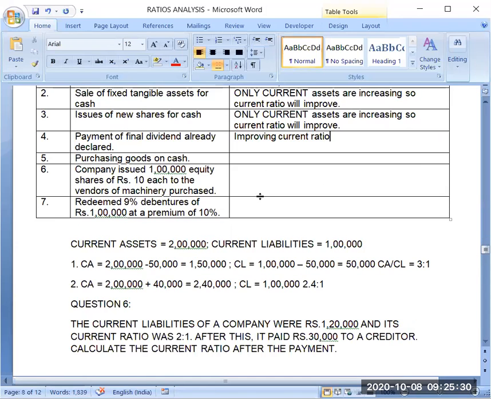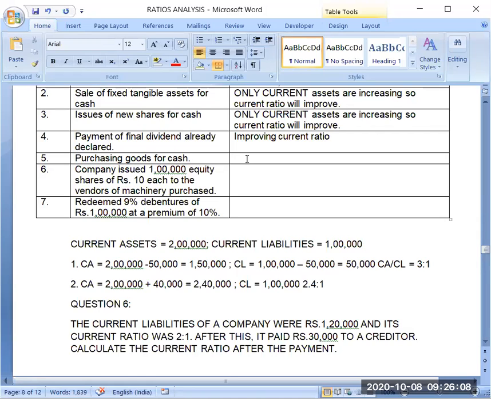Okay. Now next point is purchasing goods on cash, or you can say purchasing goods for cash. So if you are purchasing goods for cash, obviously your cash will get reduced, but at the same time your stock will increase. If you are purchasing goods for cash, obviously your stock will increase and your cash will decrease.